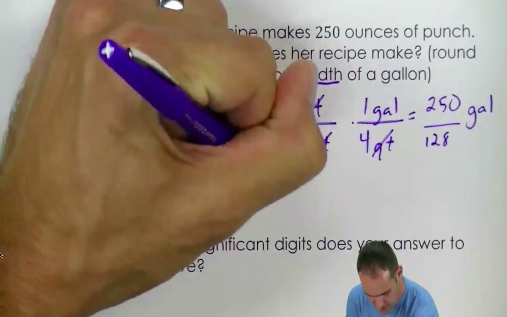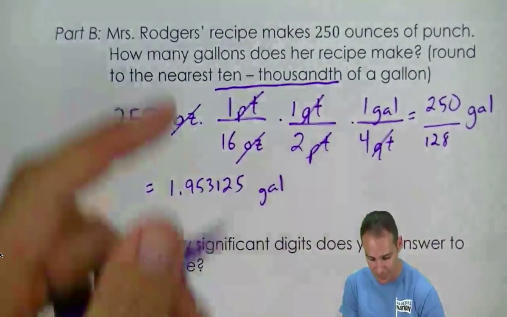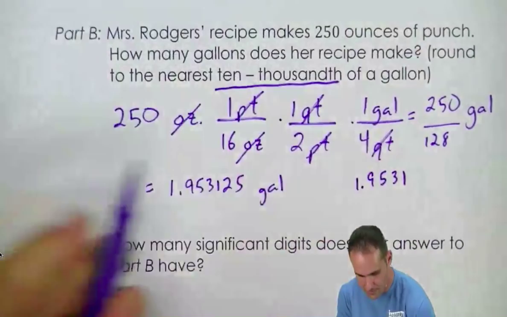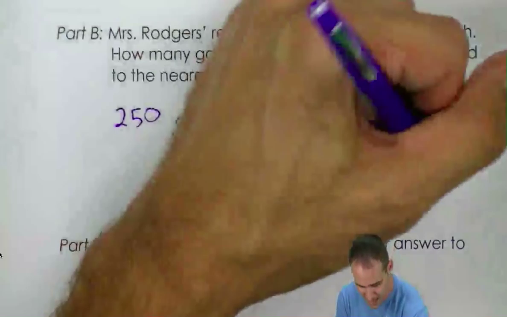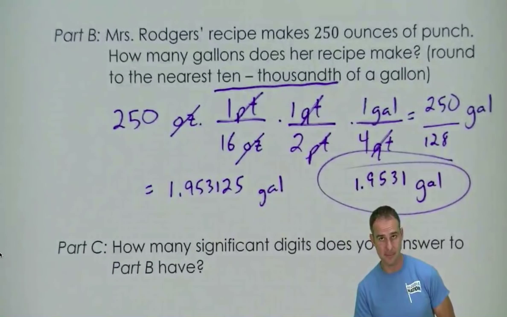1.953125 gallons, but I want it rounded to the nearest 10,000th. So that will be 1.9531, tenths, hundredths, thousandths, 10,000ths, to remind you, gallons. And that would be my answer for part B.